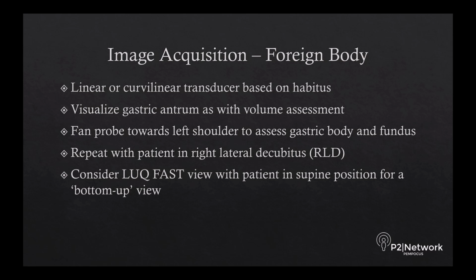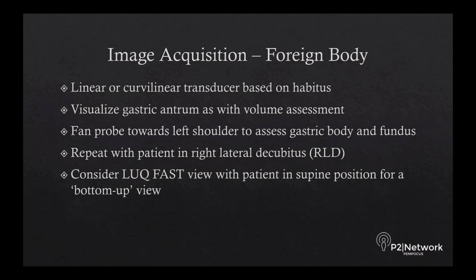From there, I will fan the probe upwards and towards the left shoulder, rotating counterclockwise as I go, to match the curvature of the gastric body and fundus. If I don't see what I'm looking for during that supine evaluation, I will roll my patient to right lateral decubitus position, similar to our gastric content and volume evaluation, in order to channel gastric content towards the gastric antrum and repeat that same evaluation.